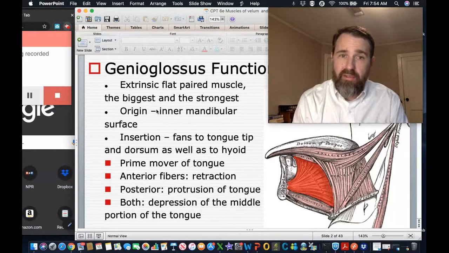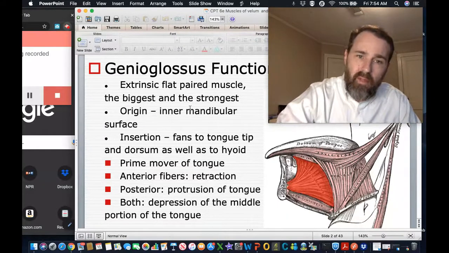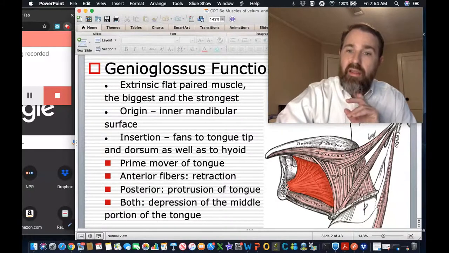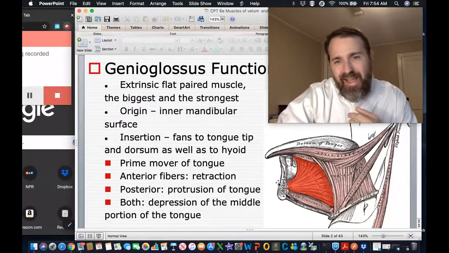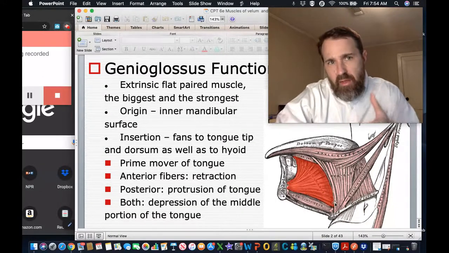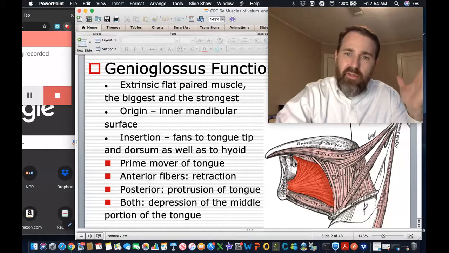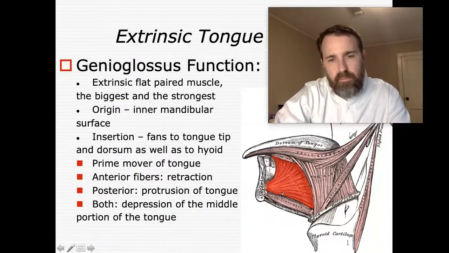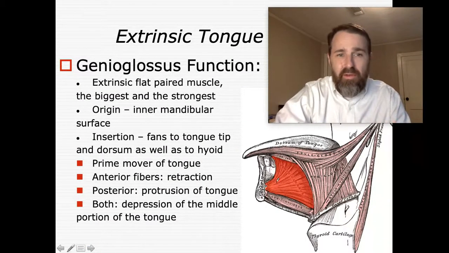The first muscle that we're going to talk about is the genioglossus. You can see that it originates down here on the posterior surface of the mandible, and it fans out inferior to superior to insert into the entire length of the tongue. Different sections of the genioglossus have different functions.